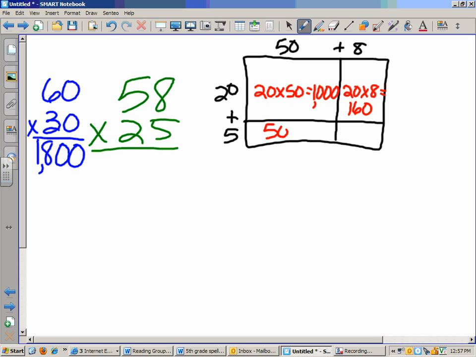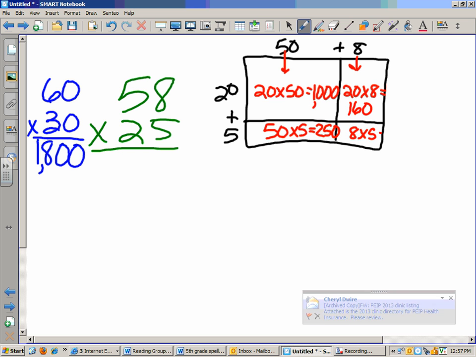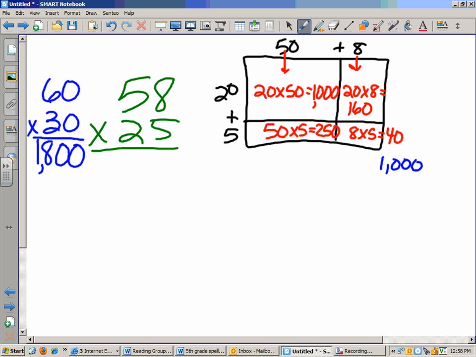In here, remember, they just come down and you line them up kind of like a multiplication chart. So 50 times 5. 5 times 5 is 25. It's 10 times bigger. And in the last box I have 8 times 5 is 40. All right. Finally, I do that all in my rectangle, and break them apart and add up all my products.